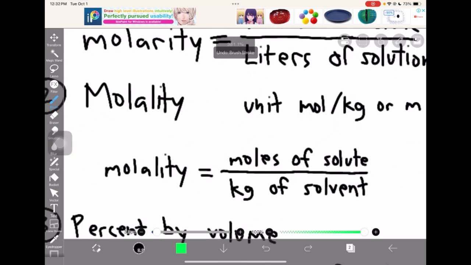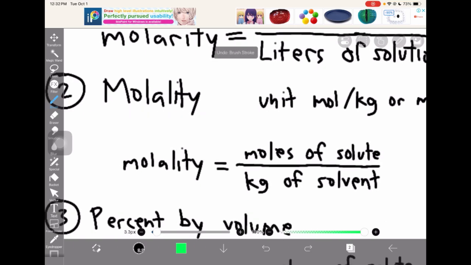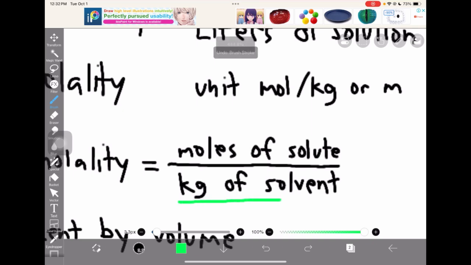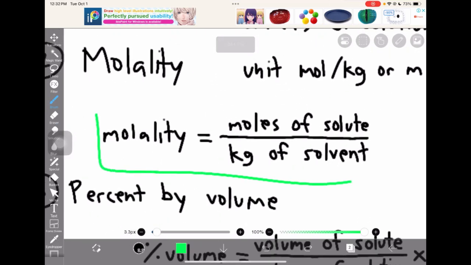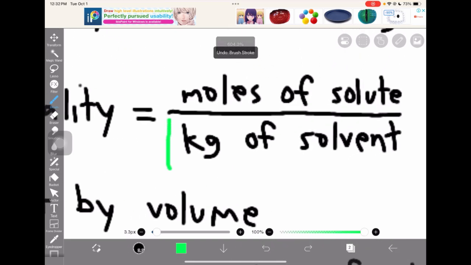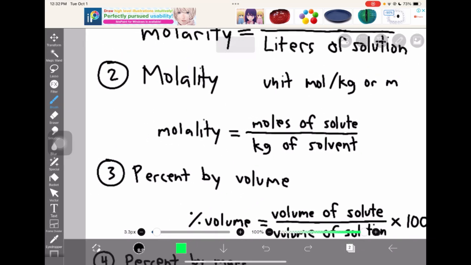Similarly, molality is the same thing, except it's actually kilograms of solvent instead of liters of solution. Once again, for molality here, please convert to kilograms. That's the only thing about it.